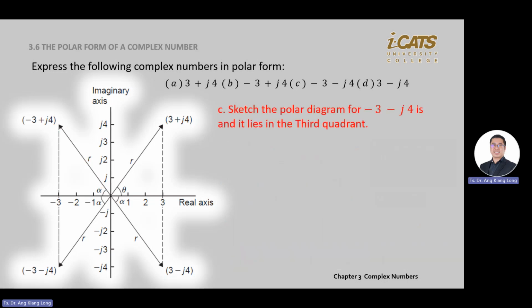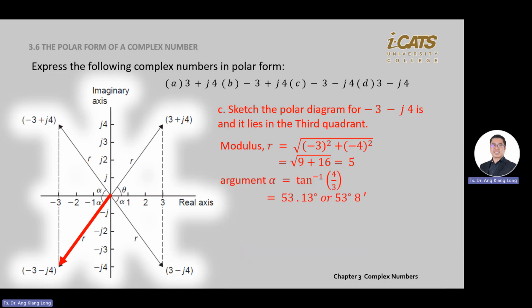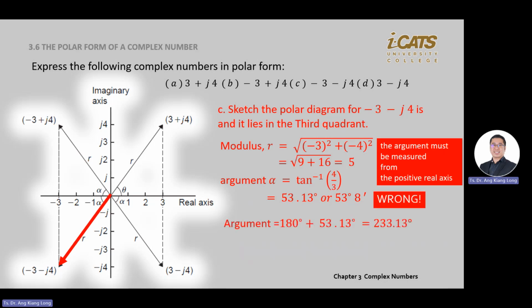Okay, let's see quadrant 3. Let's say you know how to find the modulus, and you know how to find the other alpha here. You know that this is 53.13. So what is the argument? 180 plus this one. So the argument will be 233.13.